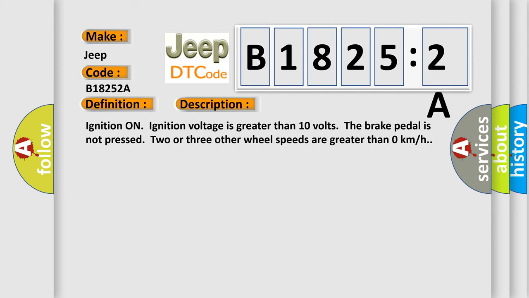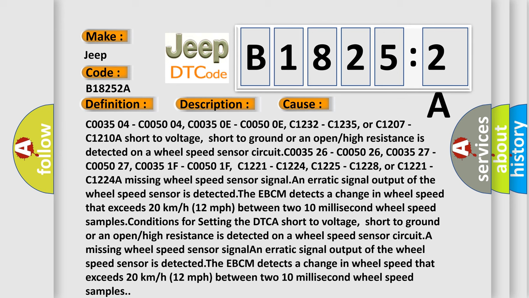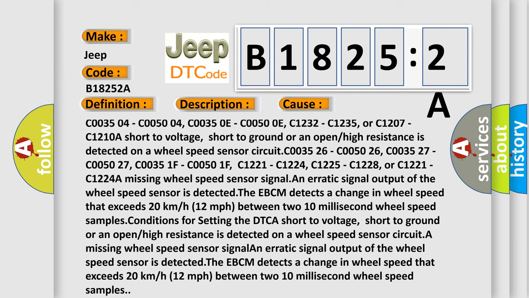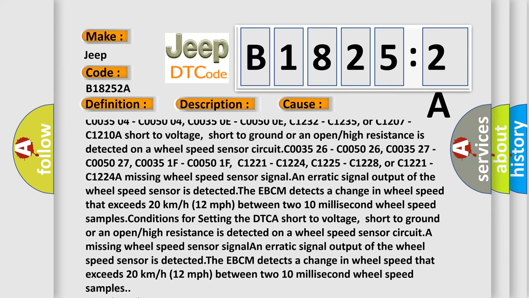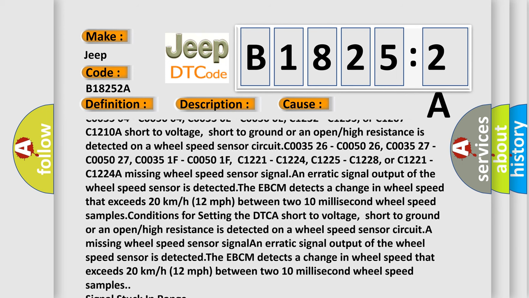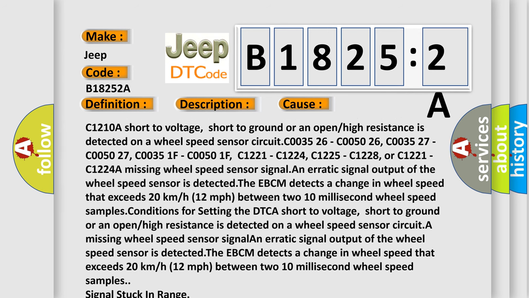This diagnostic error occurs most often in these cases: C003504, C005004, C00350E, C00500E, C1232, C1235, or C1207, C1210. A short to voltage, short to ground, or an open or high resistance is detected on a wheel speed sensor circuit.